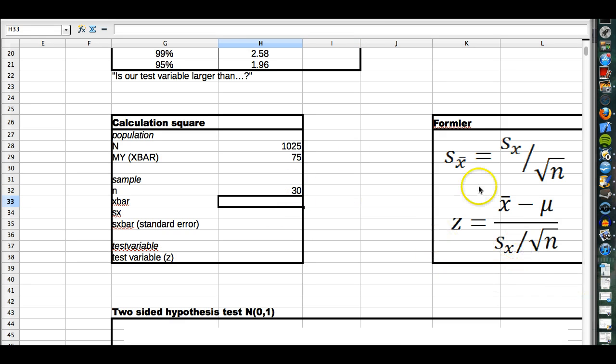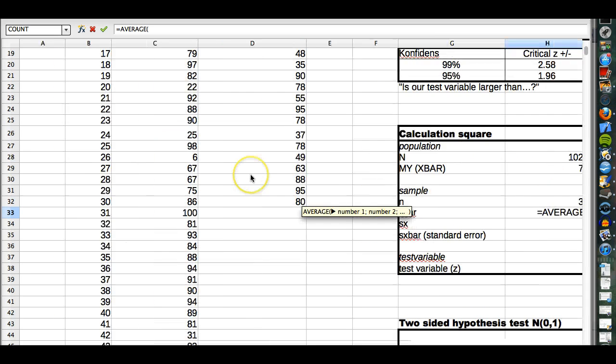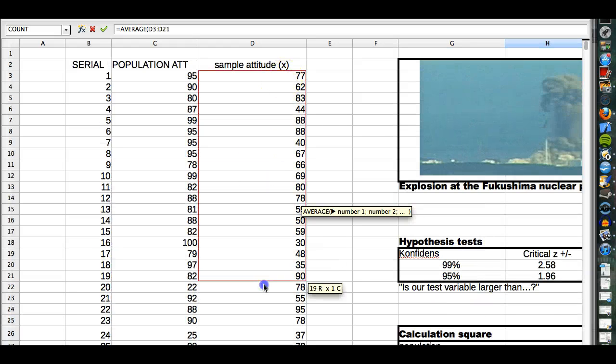We're also going to need the x bar because that's the measure that we're estimating. We want to know what is their attitude towards nuclear power after the explosion. So I write average. Average, I select my data set.